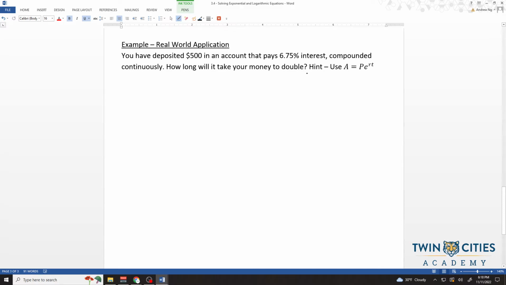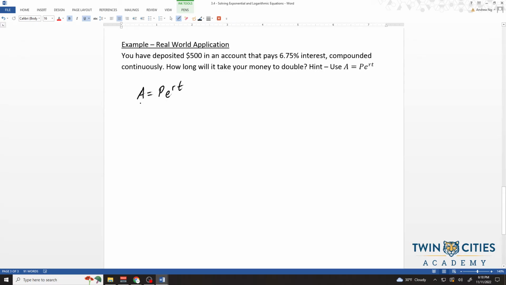So we did a little bit of compound interest in the last section here. Since we're compounding continuously, it says hint, we're going to be using this: A equals Pe to the rt, our principal times e to the rt, where r is our rate and t is time in years. All right, so let's actually just write this down. A equals Pe^rt. And let's see what we know.